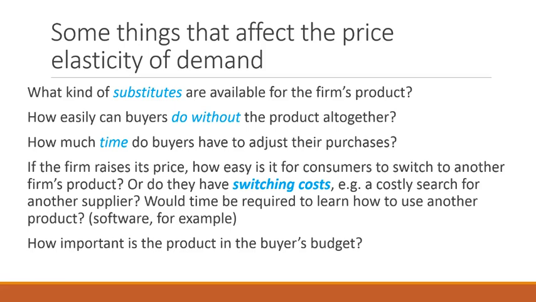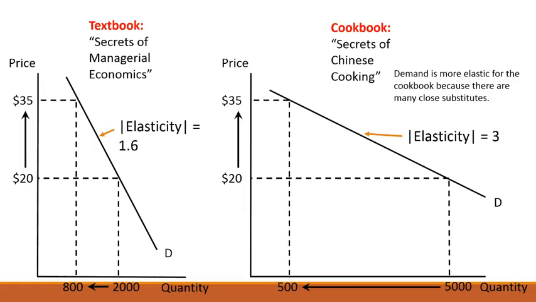Just consider a very simple example. Suppose we're thinking about two different books. One I decided to call The Secrets of Managerial Economics. And let's suppose that that's a textbook, and students are told that they have to buy it. It's required reading for the course. Well, I think your intuition would suggest that if the price of the textbook goes up, demand for that is not going to decline by very much.